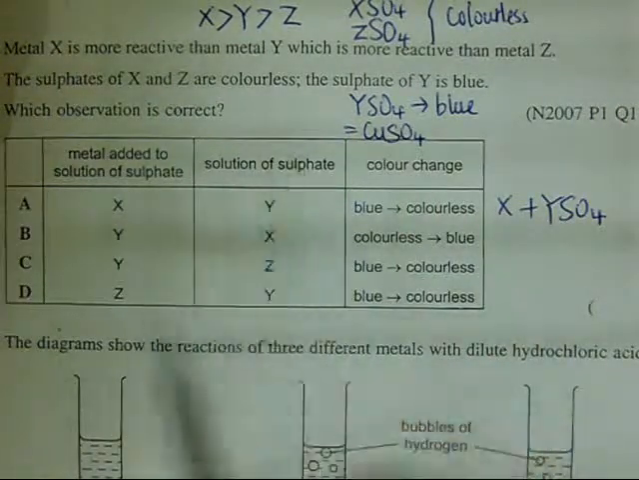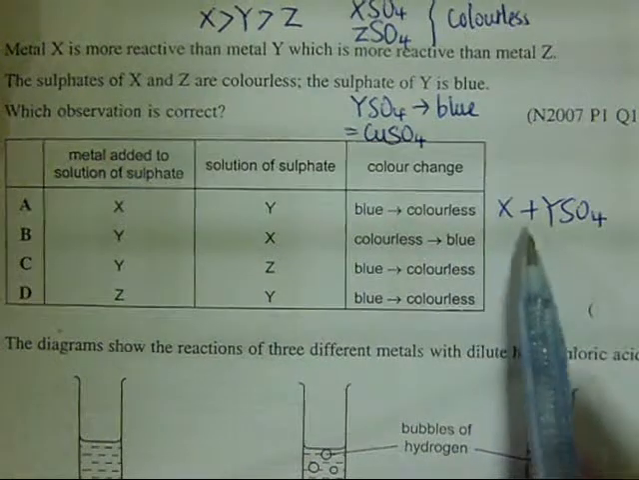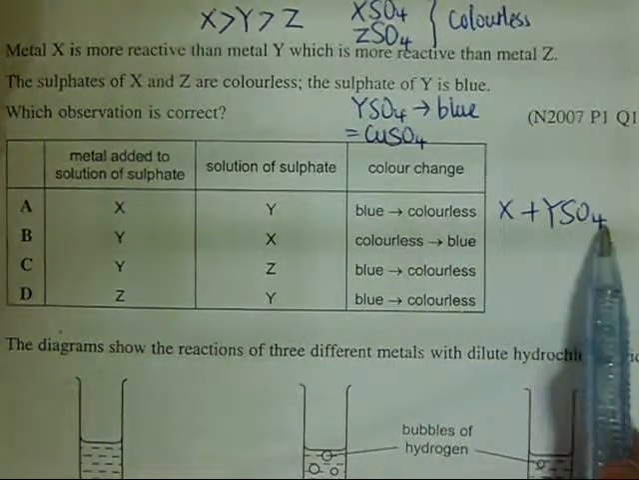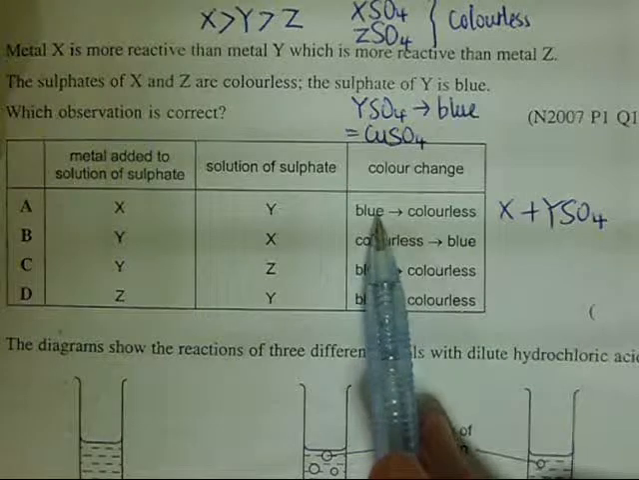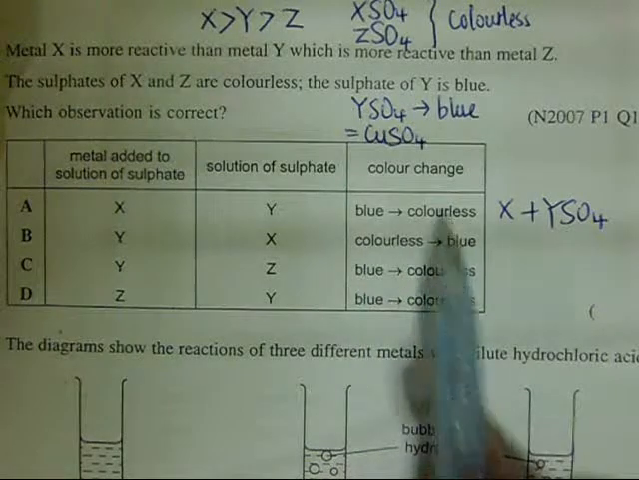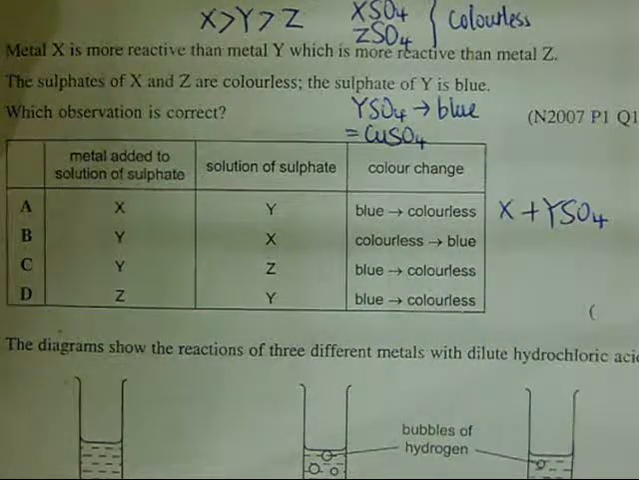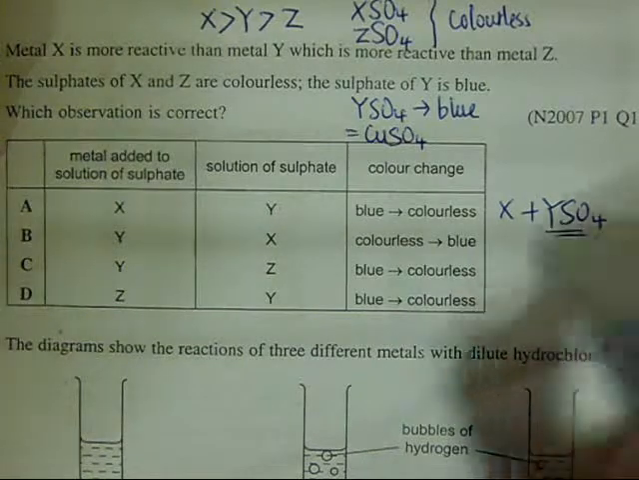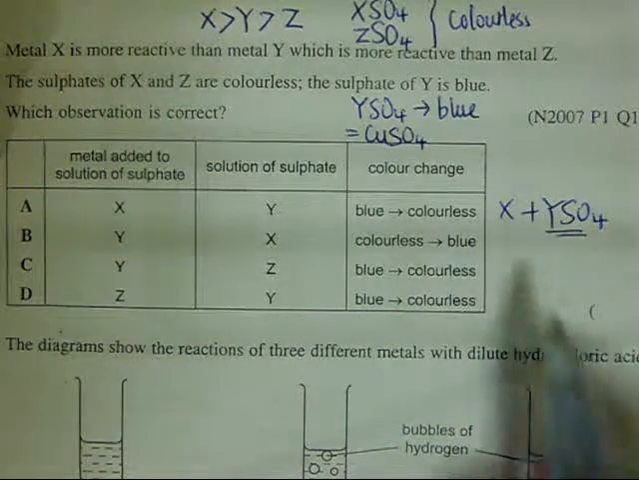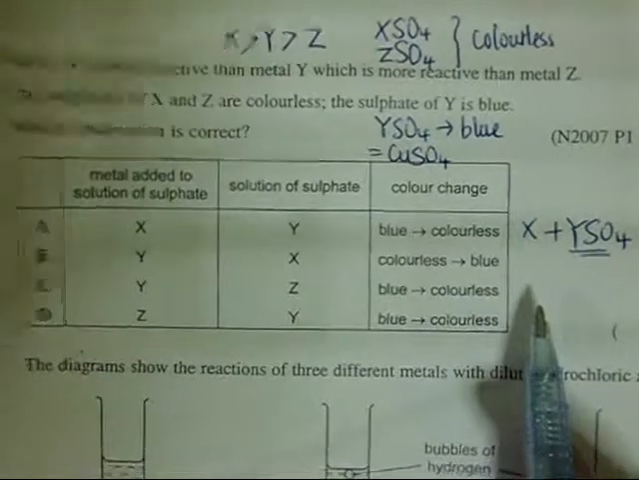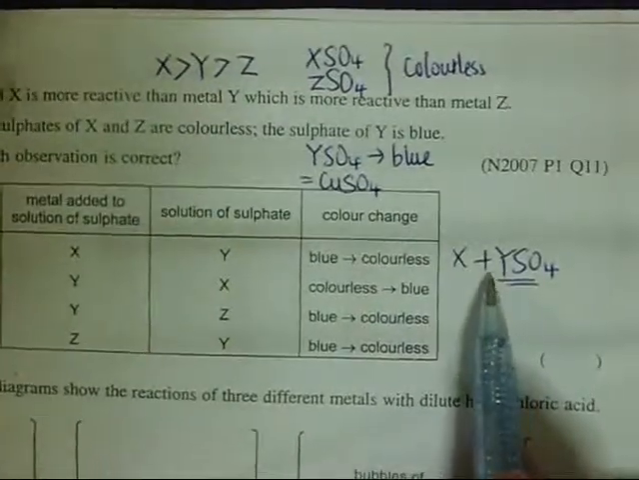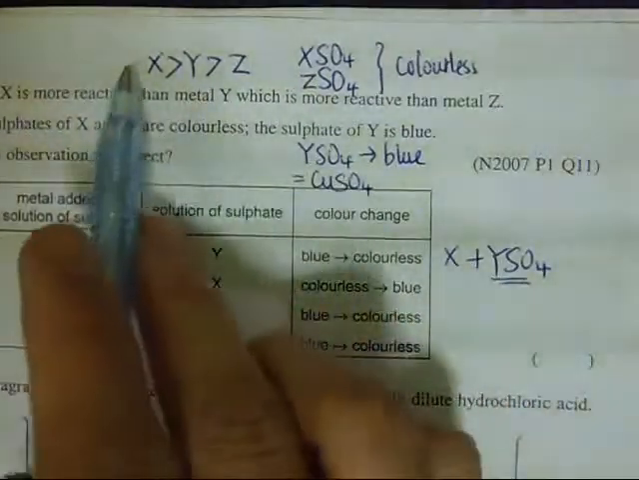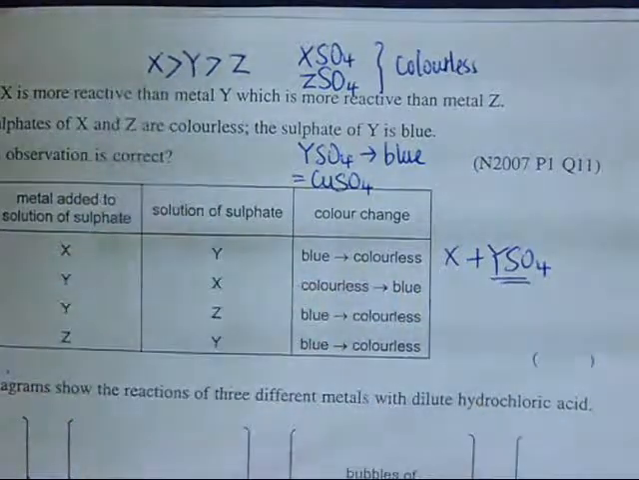That means Y sulfate. So if X is added to Y sulfate, the color change would be from blue to colorless. Now first of all, this one is blue. And which one is X and Y, which one is more reactive? So from the question, X is more reactive than Y.